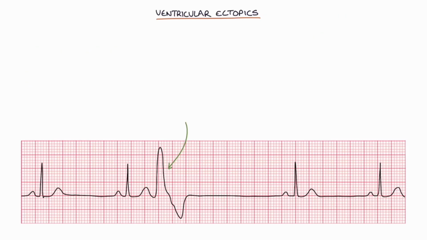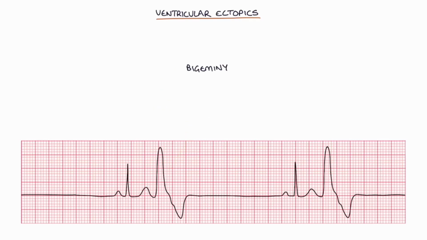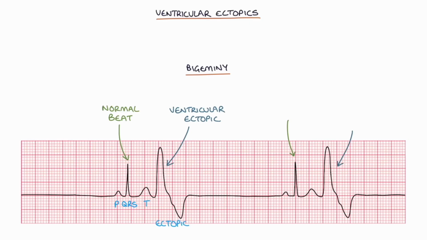Ventricular ectopics appear as isolated, random, abnormal, broad QRS complexes on an otherwise normal ECG. Bigeminy refers to when every other beat is a ventricular ectopic. The ECG shows a normal beat with a P-wave, QRS complex and T-wave, followed immediately by an ectopic beat, then a normal beat, then an ectopic, and so on.